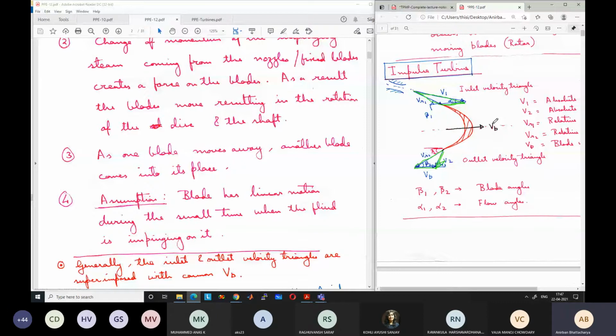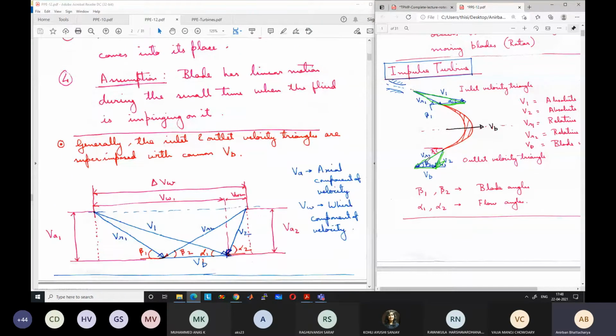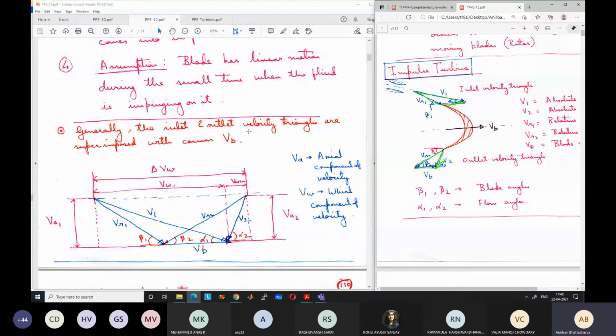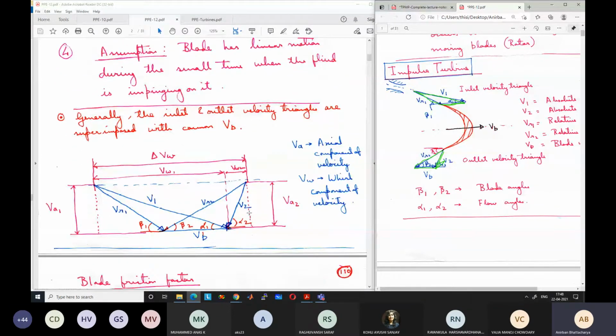With this in mind, we can do all the calculations once we couple these two velocity diagrams together. By coupling these two velocity diagrams together, it looks something like what I have drawn here. This diagram is very important. You should be able to draw this kind of diagram for any problem involving turbine blades, because once you can draw this diagram, calculation becomes very easy. You should know what will be the angles alpha 1, alpha 2, beta 1, beta 2, and what should be the velocities v1, v2, vr1, vr2, and vb. Then all the calculations become easy.